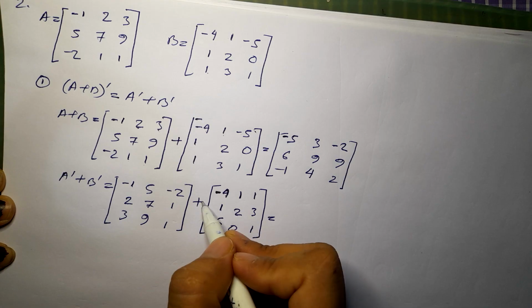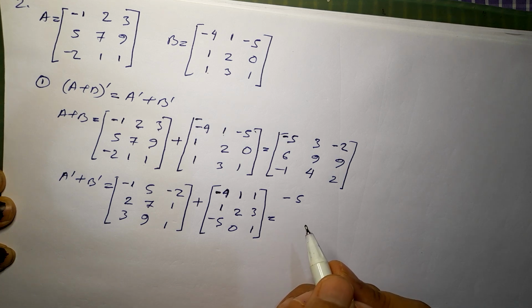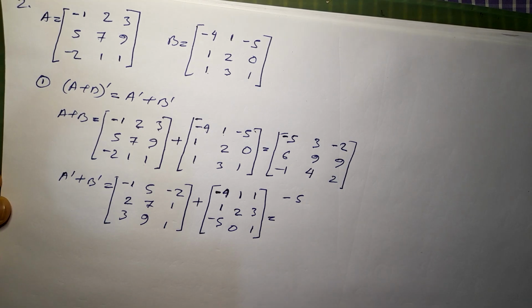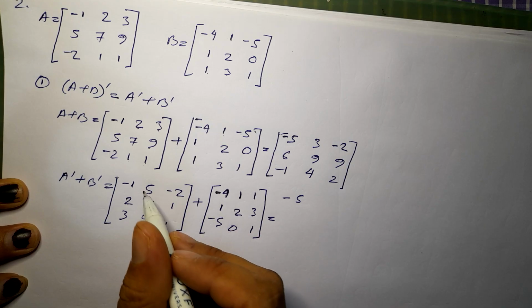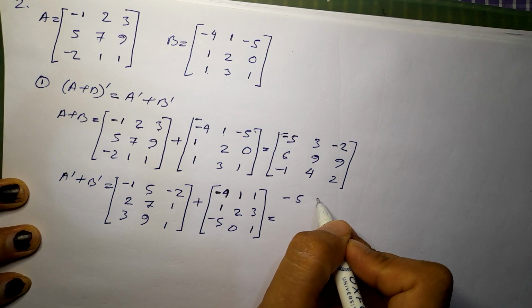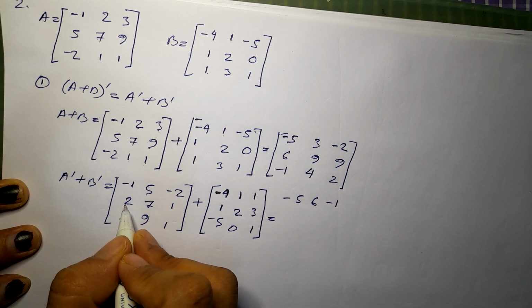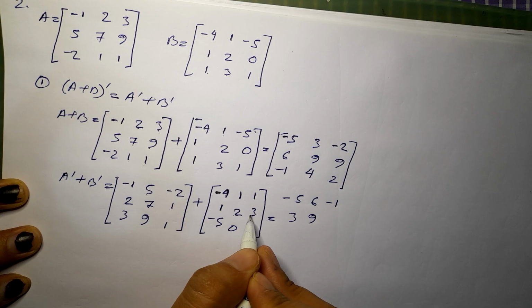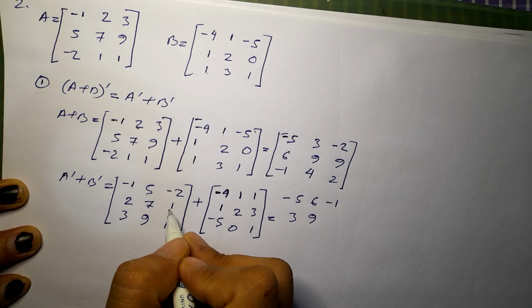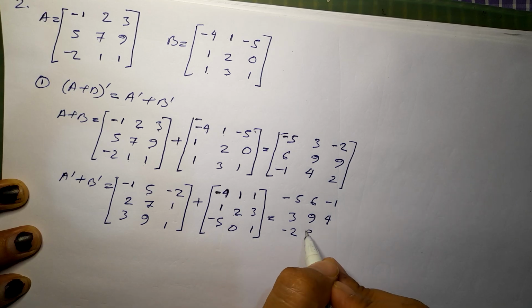Now add this. -1 plus -4 is -5. 5 plus 1 is 6. -2 plus 1 is -1. 2 plus 1 is 3. 7 plus 2 is 9. 1 plus 3 is 4. 3 minus 5 is -2. 9 plus 0 is 9. 1 plus 1 is 2.